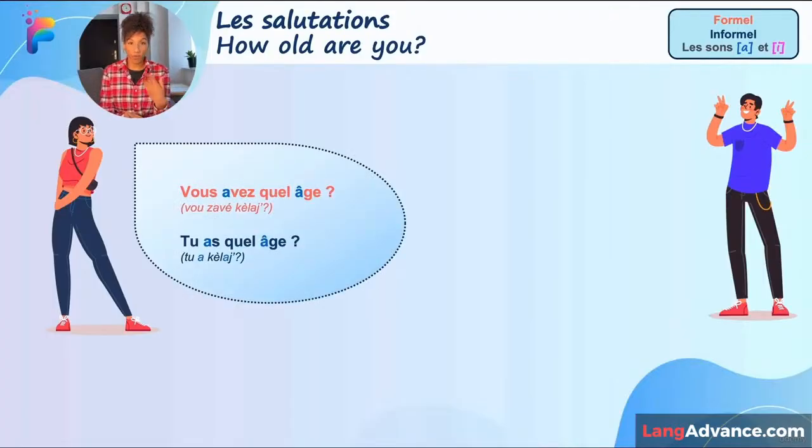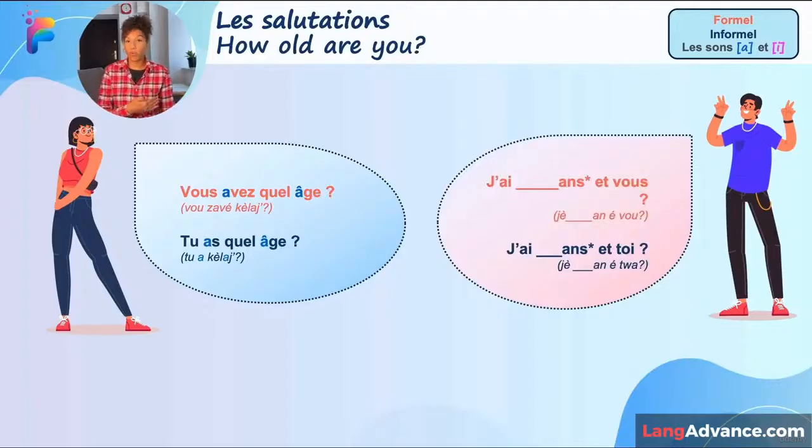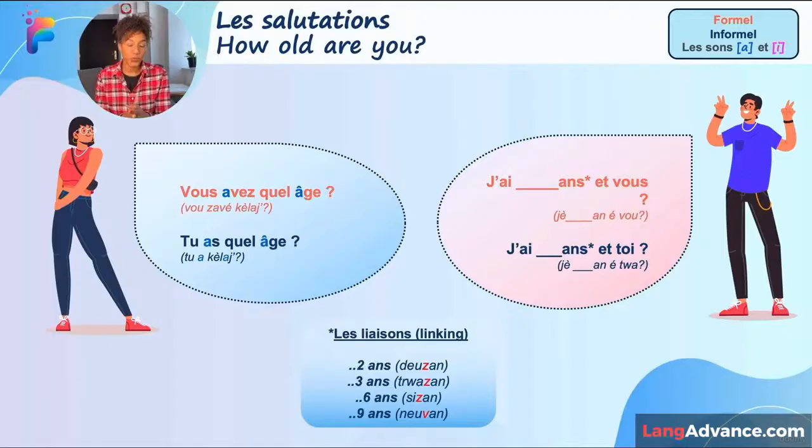Let's start with a formal question. Vous avez quel âge? Let's see the informal. Tu as quel âge? Now, when we answer, formal and informal are very similar. We would use j'ai, then you put the number, and then you use ans. For example, j'ai 37 ans. Et vous? J'ai 37 ans. Et toi?